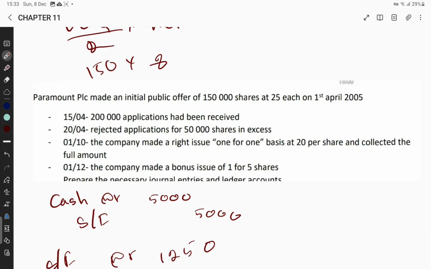Then the company made a rights issue on a 1-for-1 basis at 20 per share. So for all those who own one share, they have the right to buy one share. We have issued 150,000 shares, which means we are going to issue 150.